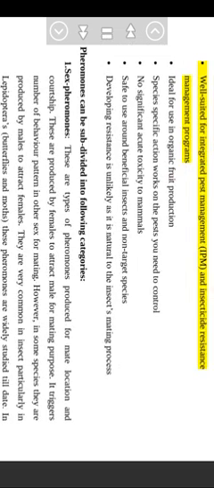Benefits: well suited for integrated pest management (IPM) and insecticide resistance management programs. Ideal for use in organic fruit production. Species-specific action works on the pests you need to control. No significant acute toxicity to mammals. Safe to use around beneficial insects and non-target species. Developing resistance is unlikely as it is natural to the insect's mating process.